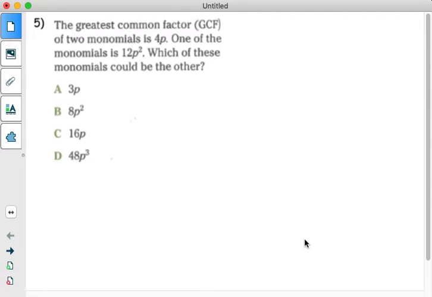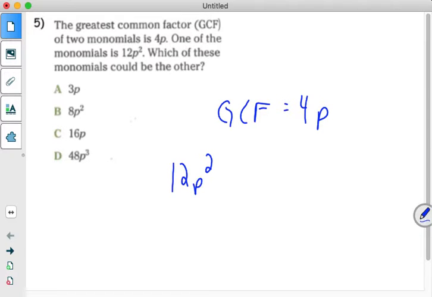All right, so like we had said before, we know that our greatest common factor is 4p. And then we're also given that 12p squared is one of the monomials, and one of these answers over here, A, B, C, or D, is the other monomial that when you pair it with 12p squared would give you a greatest common factor of 4p.